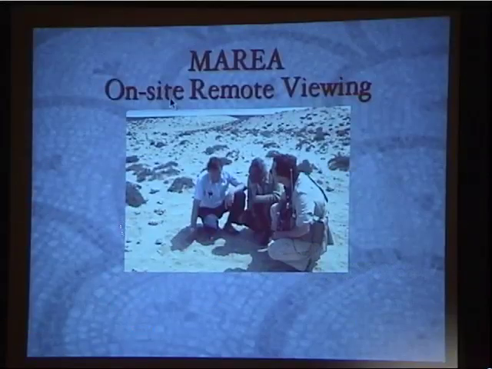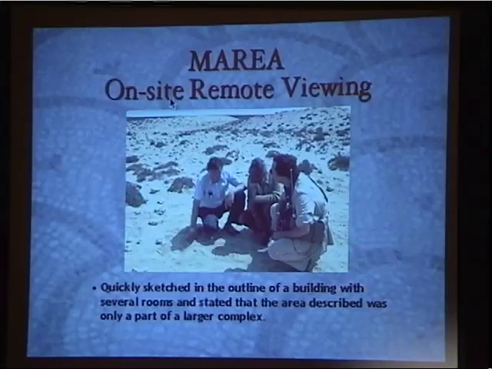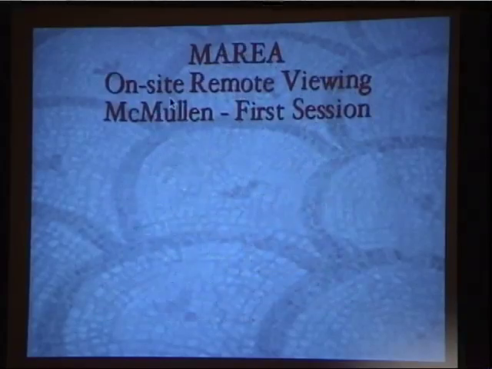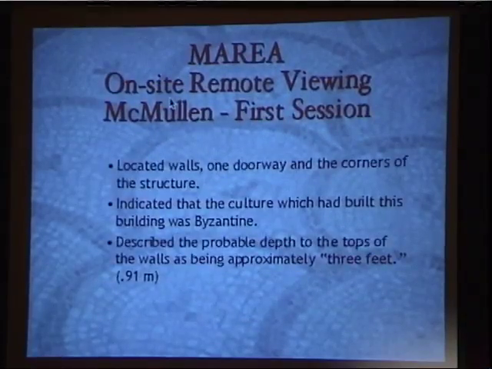And then George says, well, I know where I want to go. And he kneels down in the sand, and you can't quite see it very well in this picture, and he draws a little drawing of the area. And he says, I know where this building is, and it has several rooms, and it's part of a larger complex. And he located the walls and the doors, the corners of the structure, indicated the culture was Byzantine, and described the probable depth to the tops of the walls at about 3 feet.